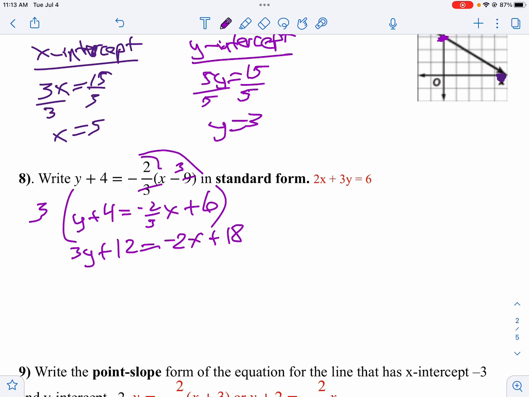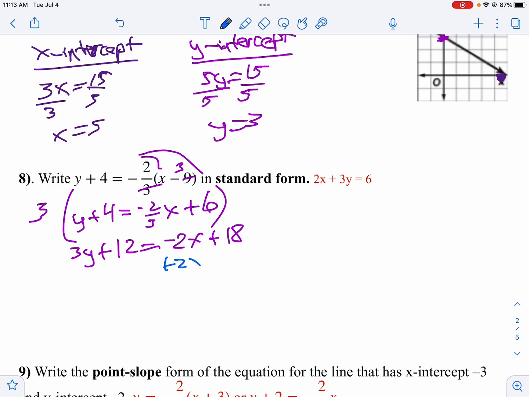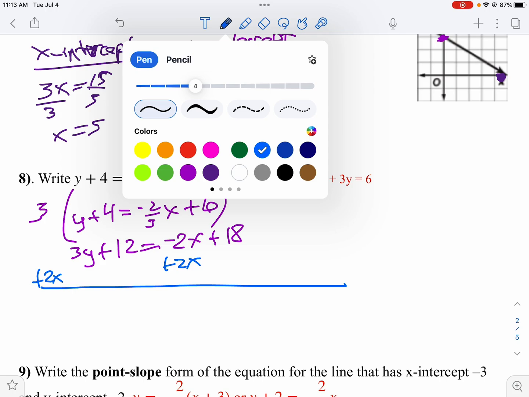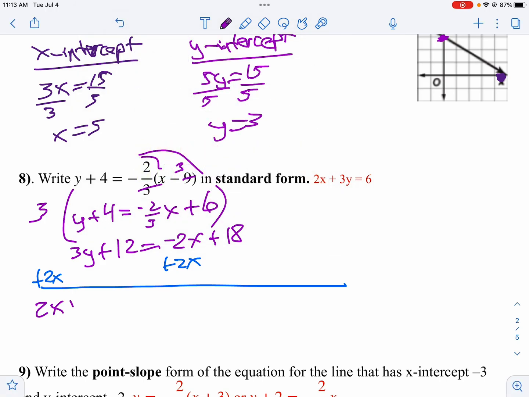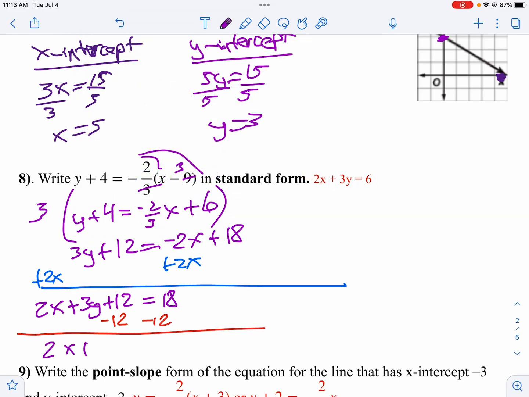Now I want my x's on the same side as my y's. So I think what I'll do is add 2x to both sides. So then we'll say 2x plus 3y plus 12 equals 18. Well, I want to get rid of that 12, so the opposite of adding 12, I'm going to subtract 12 from both sides. And then we'll get 2x plus 3y equals 6. And there is my solution in standard form.